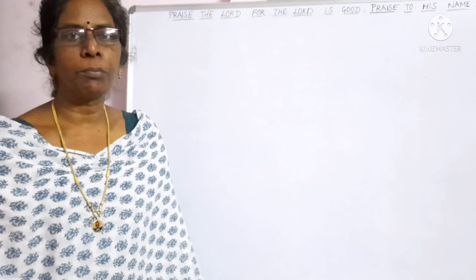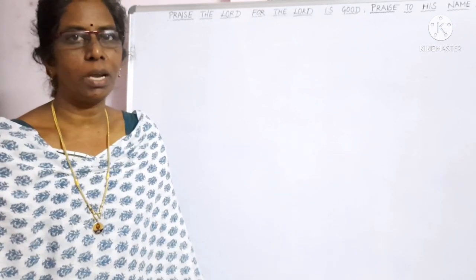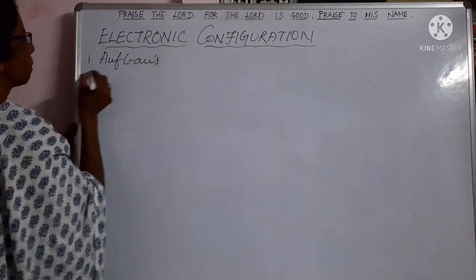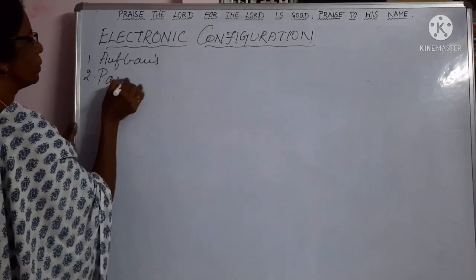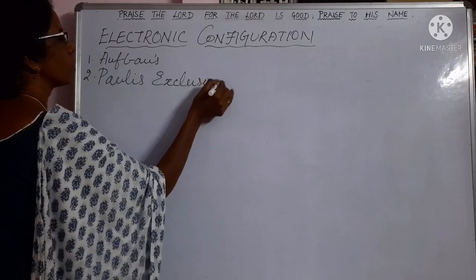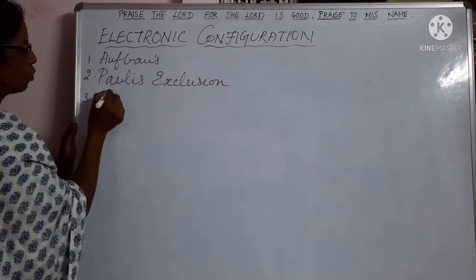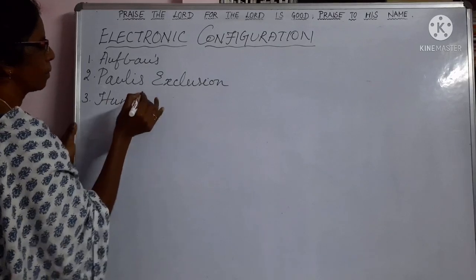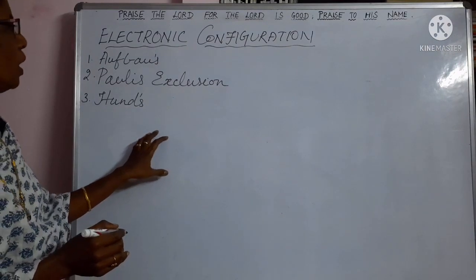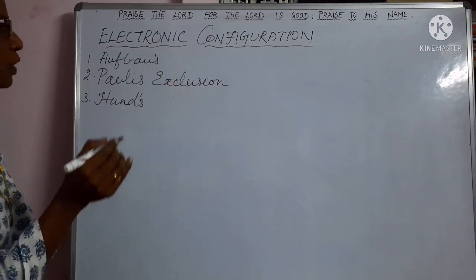In the last video, we learnt about filling of orbitals with electrons. So now we are going to learn about electronic configuration followed by exchange energy. This can be done based on the Aufbau principle, then Pauli's exclusion principle, then the third one is Hund's rule. We have learnt about these three with suitable examples in the last video. So this will help you to write the electronic configuration well now.